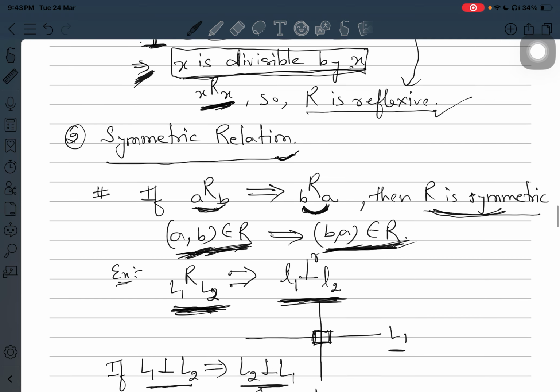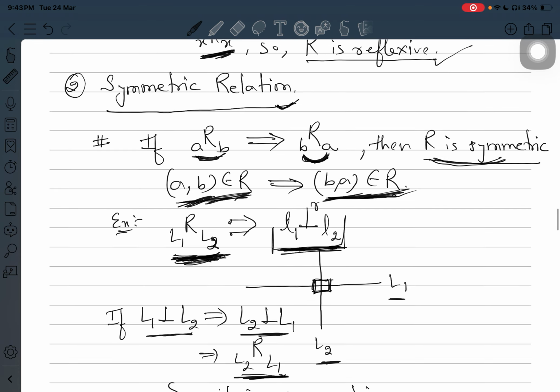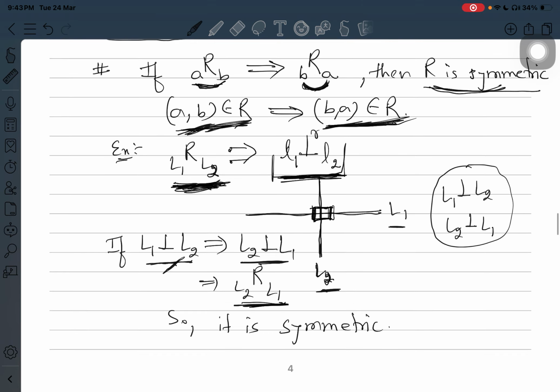For example, if L1 and L2 are there, L1 is related to L2 such that L1 is perpendicular to L2. You can see the photo, there is a line L1 and another line L2. Now L1 and L2 are perpendicular. So it is said that L1 is perpendicular to L2, or I can also say that L2 is perpendicular to L1. It means L1 is related to L2, which implies that L2 is also related to L1. So it is a symmetric relation.